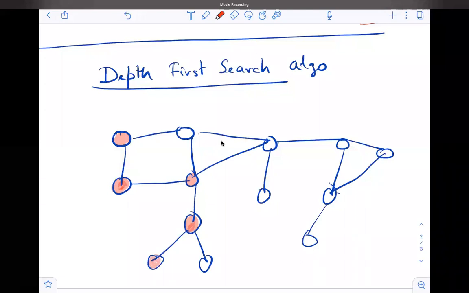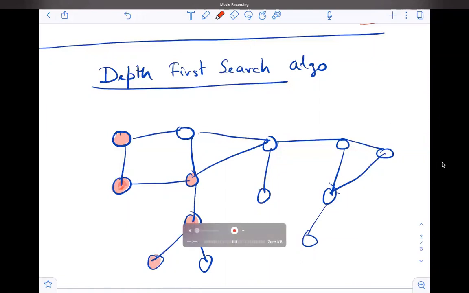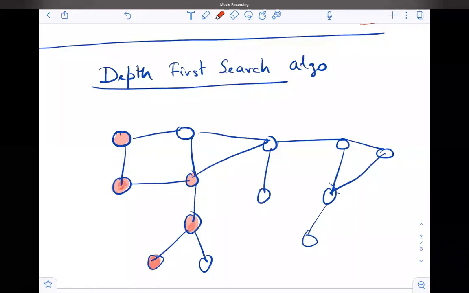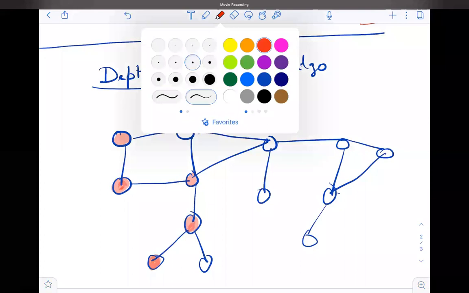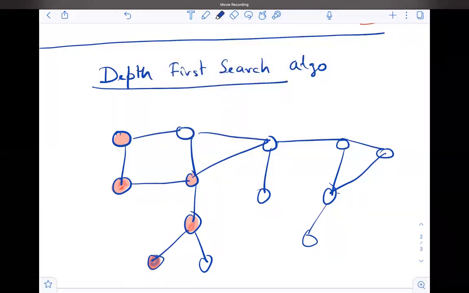At this time, when you are here, what will happen? You say that now this one does not have any other neighbors that are not already visited by me. So in some sense, I would say that this thing is done.